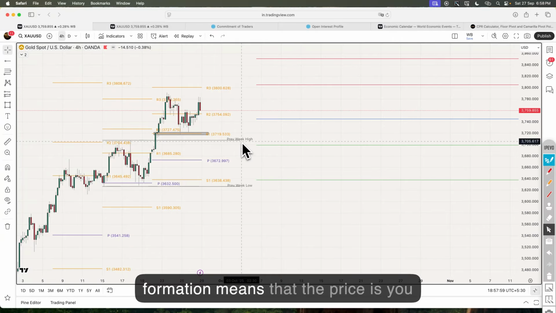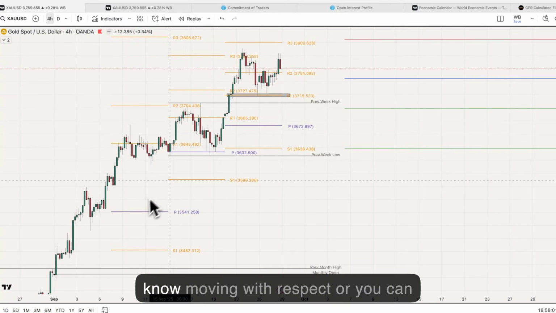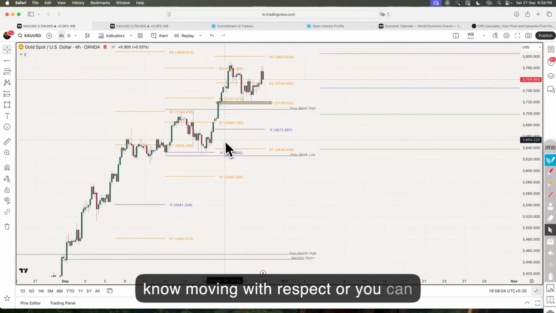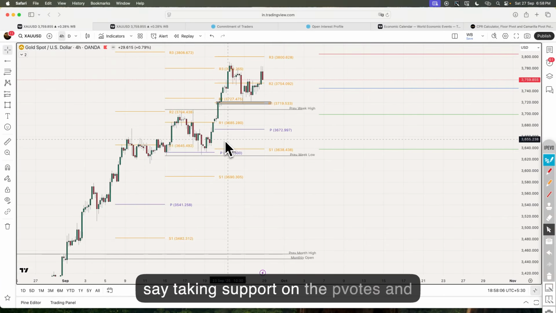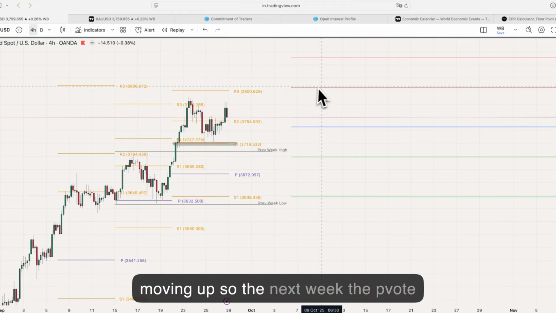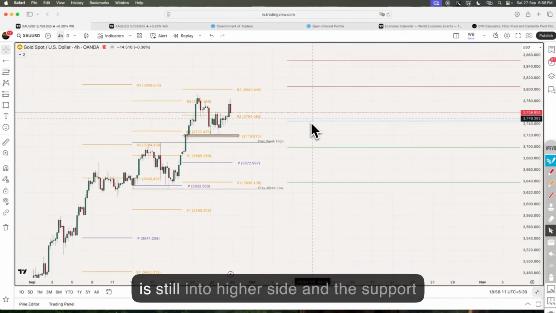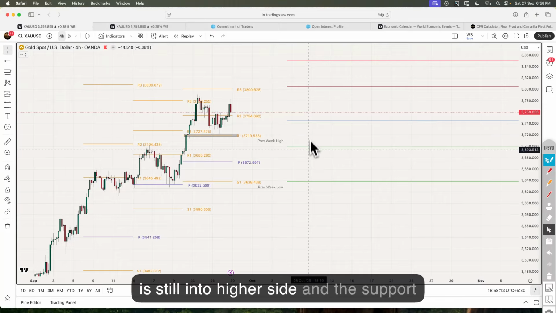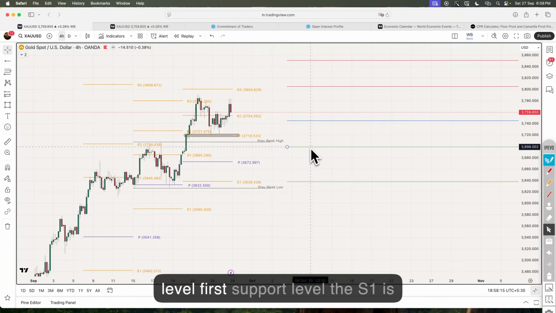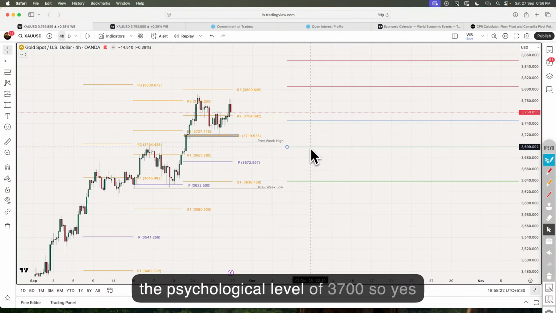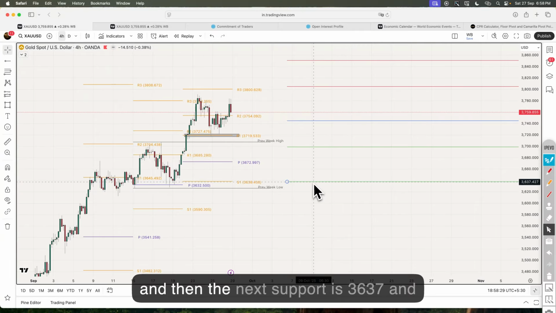Ascending formation means that the price is taking support on the pivots and moving up. So next week the pivot is still on the higher side, and the first support level, S1, is around 3699, or roughly we can say the psychological level of 3700. So yes, the immediate support on the weekly is 3700, and then the next support is 3637.